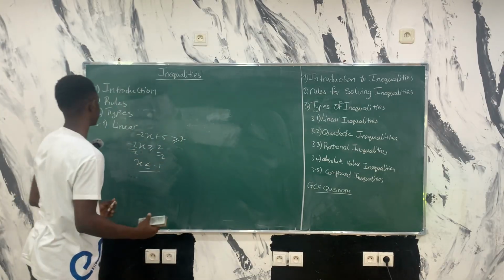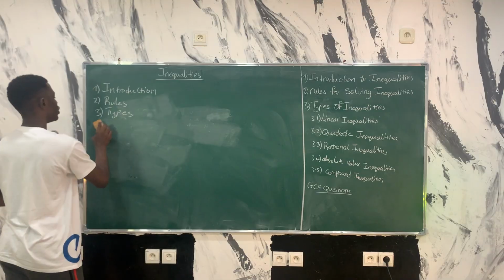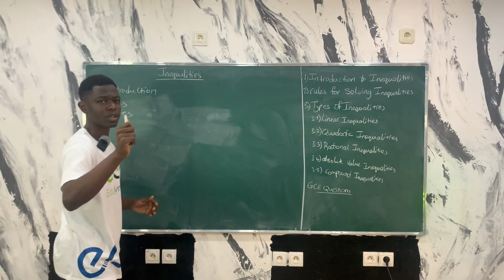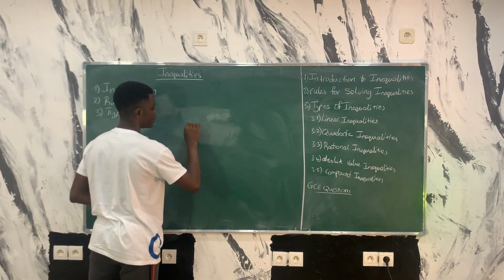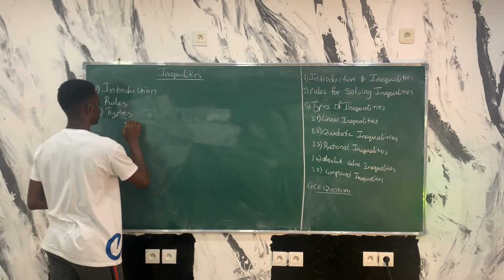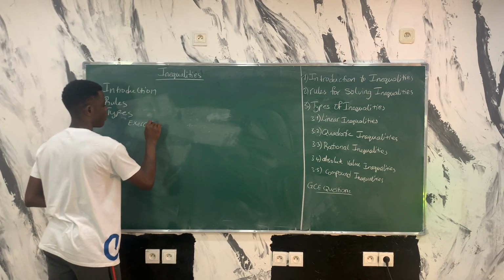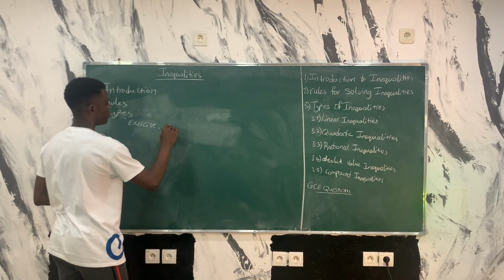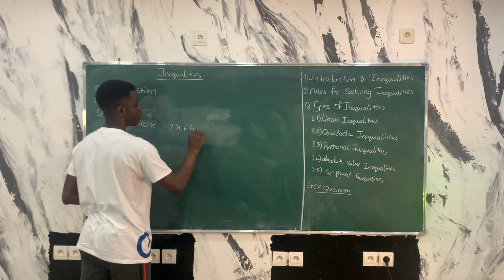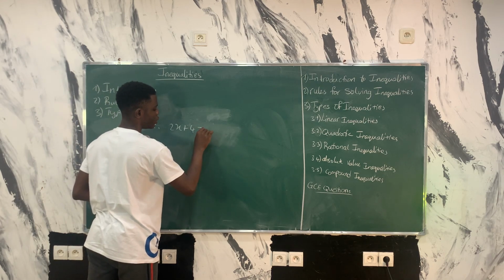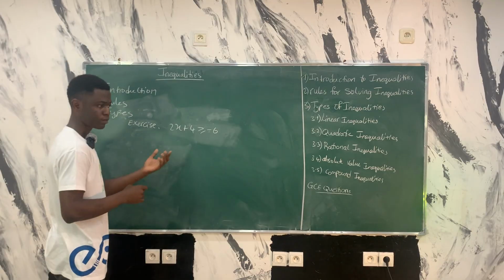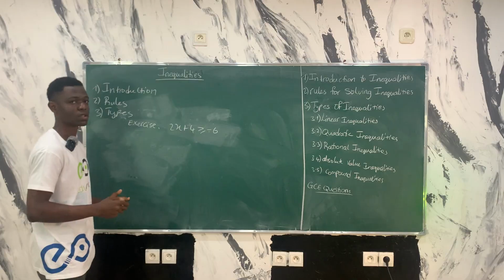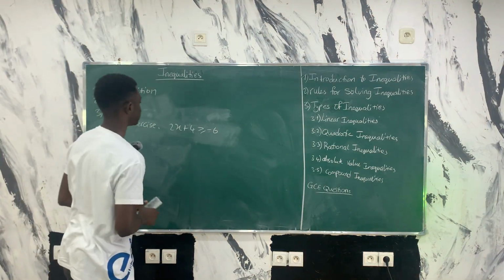We'll move on to the next type of inequality. Before going to the next type of inequality, if you understood, here is an exercise about it. You solve 2x plus 4 is greater than or equal to minus 6. Try to solve this and put it in the comments, or try to solve it at home to see if you can find the answer.